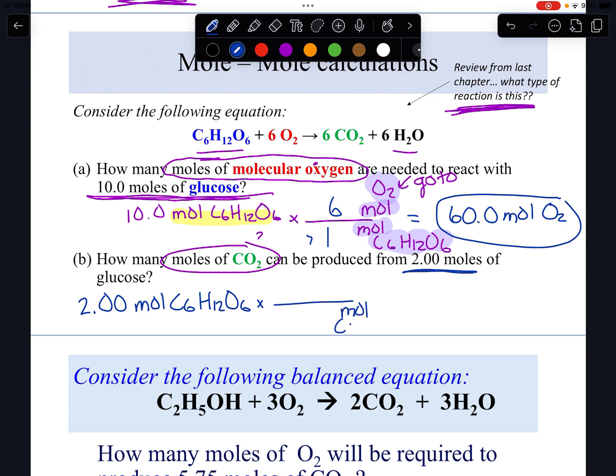So again, we write what we start with. Always what you start with goes below. And again, I don't want to just see moles. I want to see moles of C6H12O6. And what are we trying to end in? Moles of CO2.